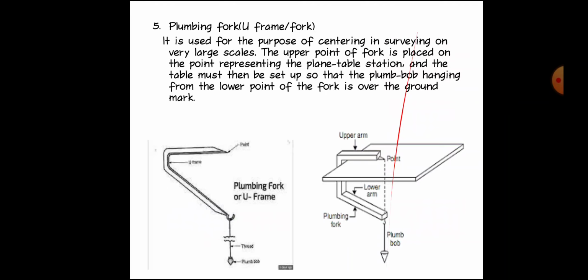U frame or fork. It is used for the purpose of centering in surveying or on very large scale. The upper point of fork is placed on the point representing the plane table station, and the table must then be set up so that the plumb bob hanging from the lower point of the fork is over the ground mark.